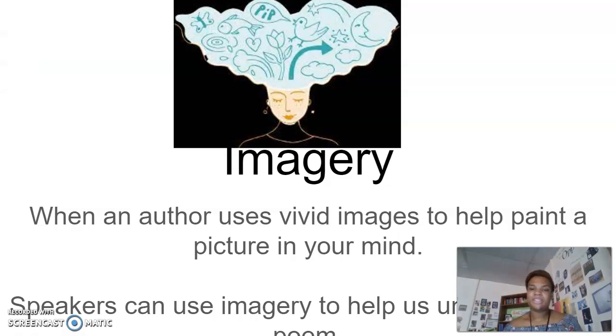Hello scholars, this video is intended to review the elements of poetry with you. So first we have imagery, one of the types of figurative language. Imagery is when an author uses vivid images to help paint a picture in your mind.